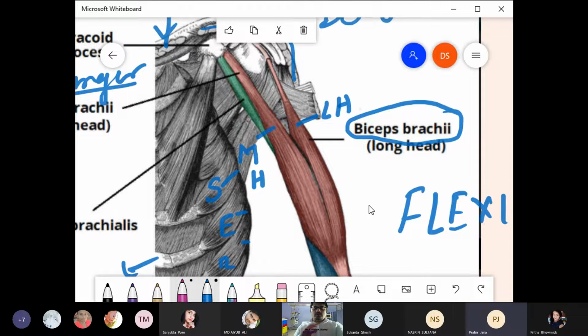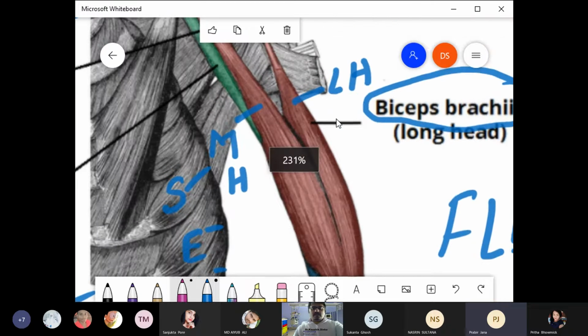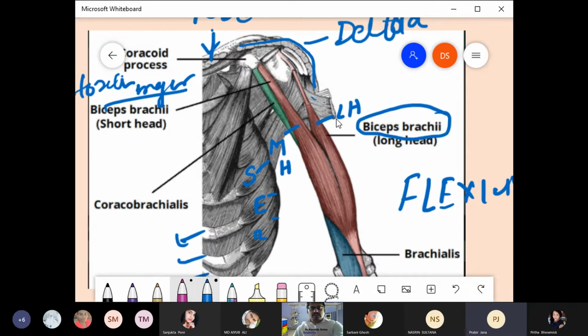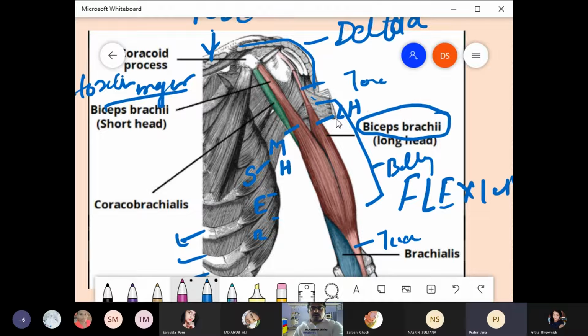I think you already know what the concept of belly is. If this part, this central part, the middle part, is the belly of the muscle, and the terminal parts, so this is the tendon. Here also is the tendon. This is the tendon of the short head. So these are the ends of the tendon. Now, behind the belly of the biceps brachii lies the main course of the Coracobrachialis.